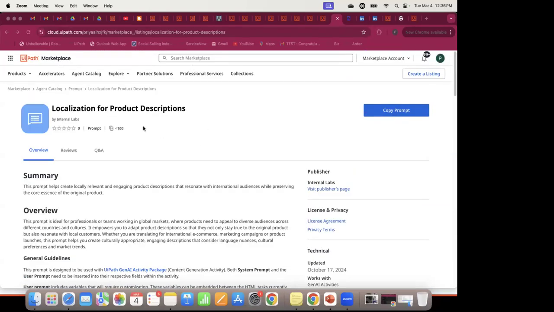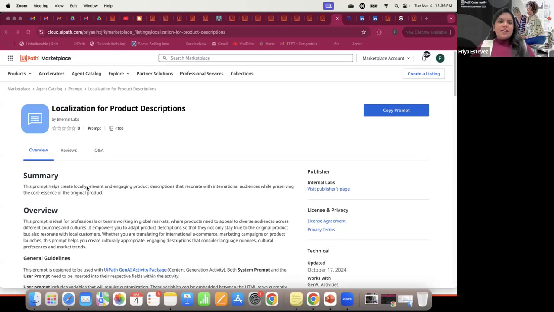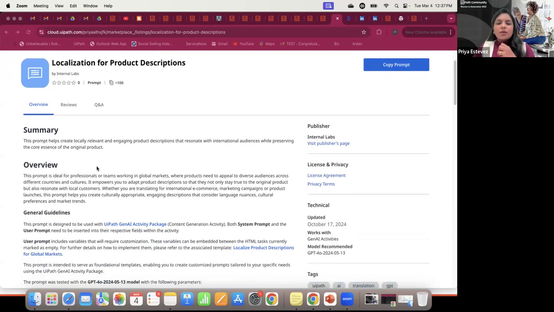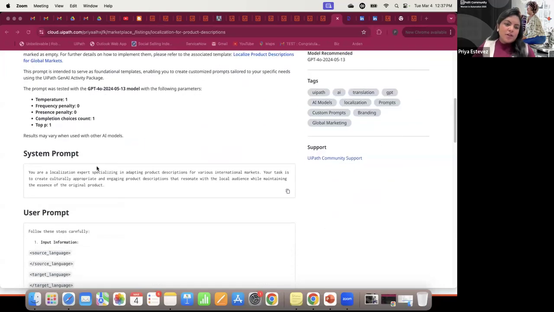I can see it. Awesome. So here, if you go to the agent catalog, you could pick one of the prompts that are already written out. In this case, it's for the localization of product descriptions. This basically helps in creating locally relevant, engaging product descriptions that could resonate with your international audience, so that you keep the core essence of your product itself.